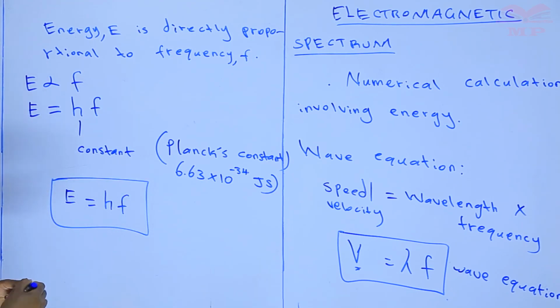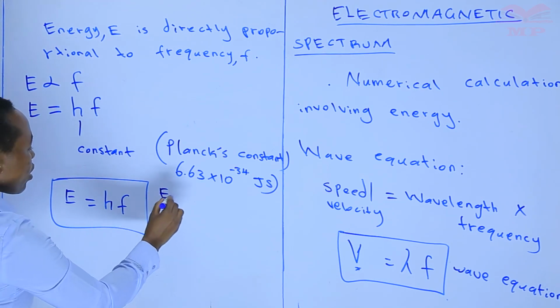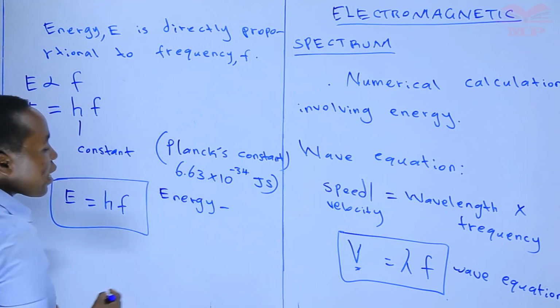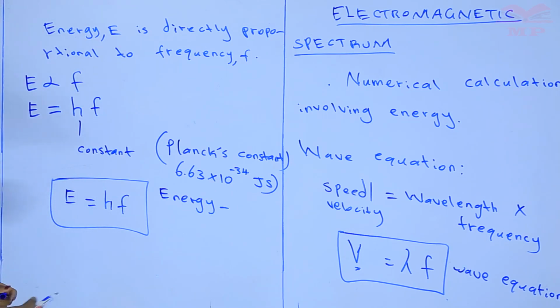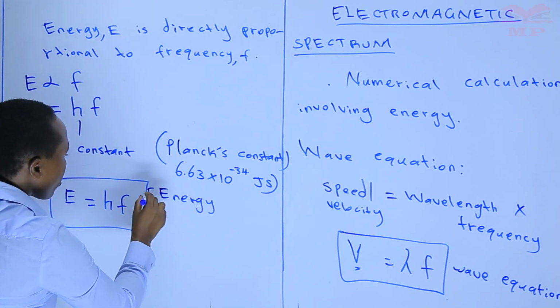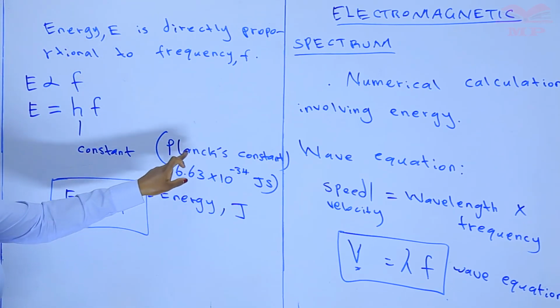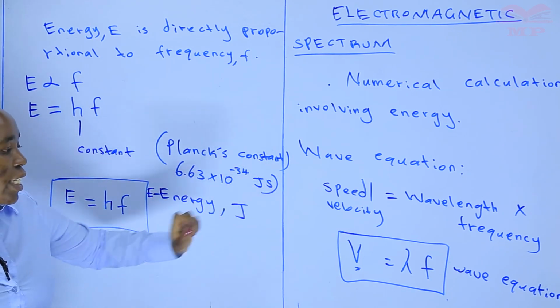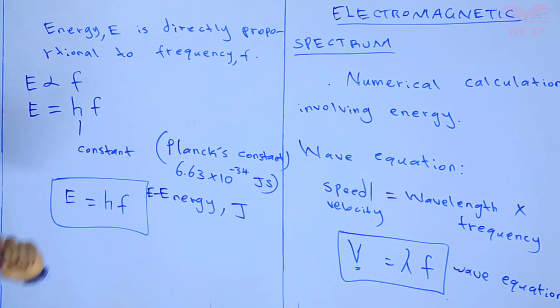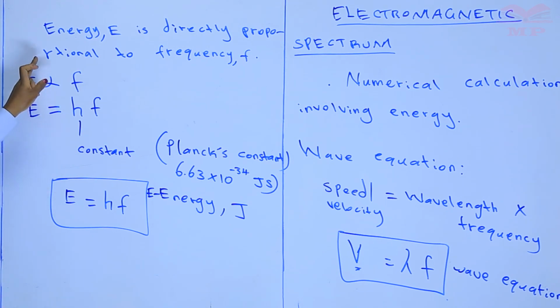This is another formula that you need to note, where E is the energy, and energy is in joules. Those are the units for energy. H, we have seen, is Planck's constant in joule seconds. And f, from our earlier definition, is the frequency in hertz. This is another formula that we are going to use, and we get it from energy being directly proportional to frequency.